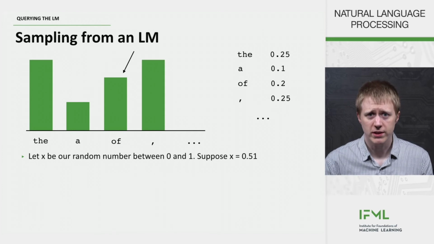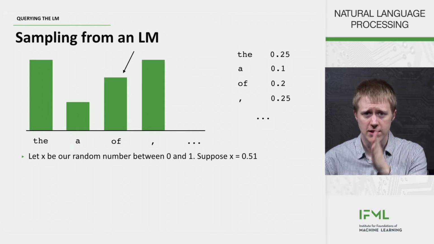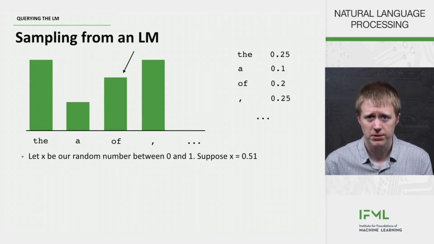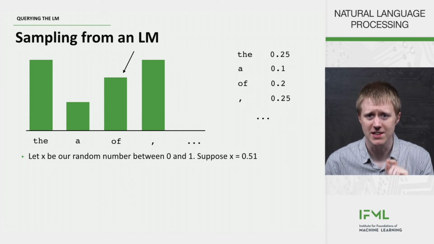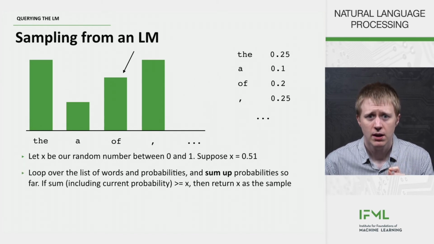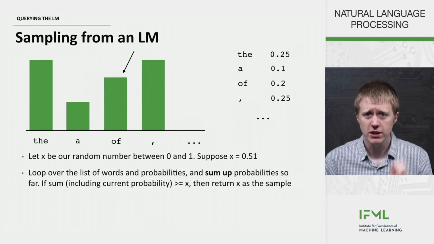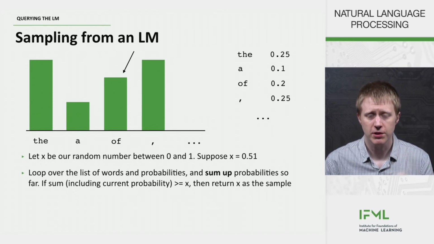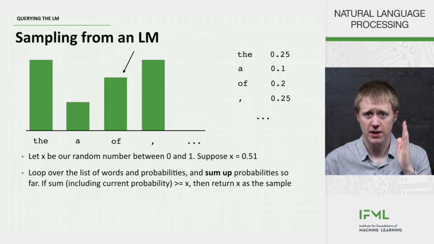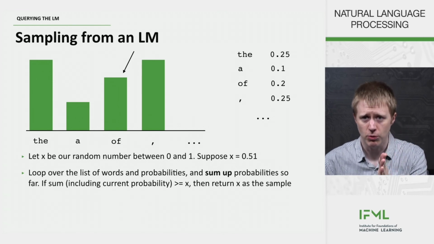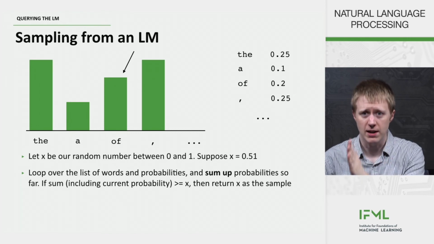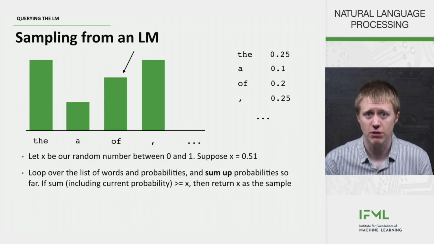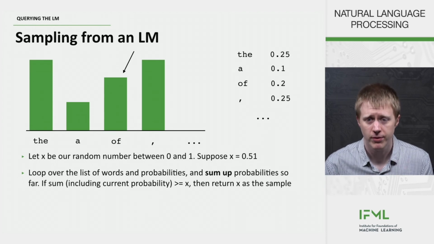We iterate through these possible outcomes, add up their probabilities, and take the first one where the sum of the probabilities so far exceeds 0.51. So if the sum including the current probability is greater than or equal to x, then we return that word as the sample. In this case, you get 0.25 for "the", plus 0.1, that's 0.35, still not greater than 0.51. Then you add 0.2, so you get 0.55. That is greater than 0.51, so we return "of".